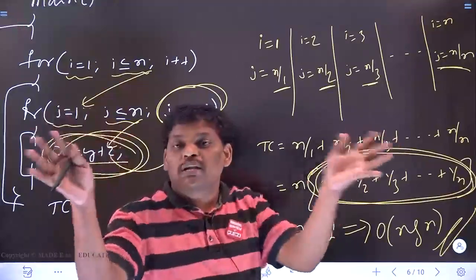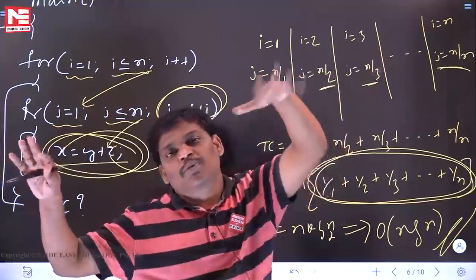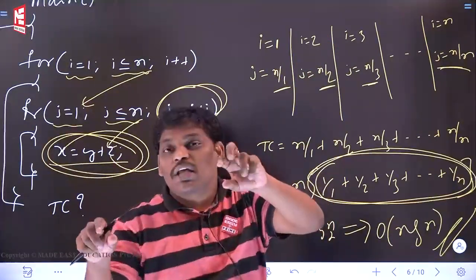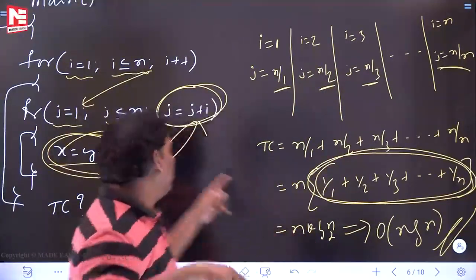Inner loops, don't multiply blindly. For inner loops with no dependency, the I loop you can say n times, and the J loop you can say n squared. If there is no dependency between the inner loops, then multiply directly. Inner loops with dependency are like this.